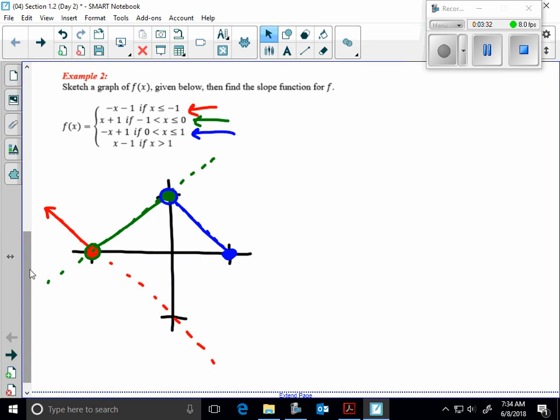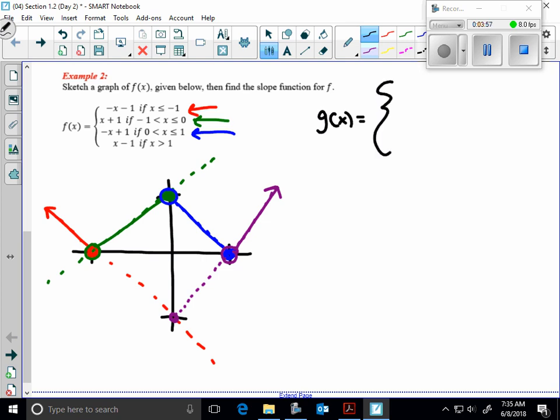And then finally, negative x minus 1, so a y-intercept down here of negative 1 and a slope of positive 1. It looks like greater than. It's not inclusive at that point. So now we can come up with a slope function, g of x.